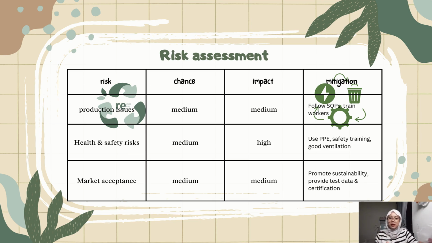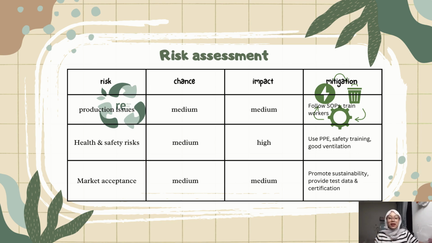The first risk is production process issues, such as cracks and uneven composite panels during manufacturing. This has a medium probability and medium impact. The mitigation strategy is to implement standard operating procedures and provide proper training for workers.